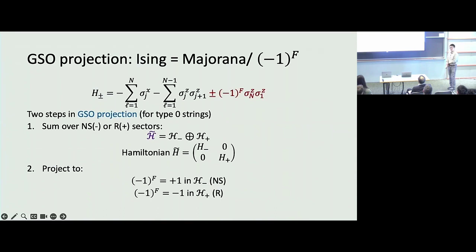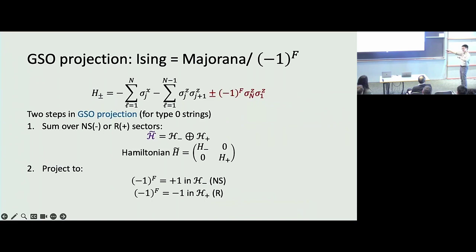And as everyone knows from string theory, there are two steps in doing the GSO projection. Step number one, we sum over the Neveu-Schwarz and the Ramond sector together. So we temporarily, and I emphasize only temporarily, make the Hilbert space a little bit larger. We take the direct sum of the NS sector and the Ramond sector, and we consider this bigger Hamiltonian in this bigger Hilbert space. There's also a second step where we project to the appropriate symmetry sector. And so in the first step, we make the Hilbert space twice as large.